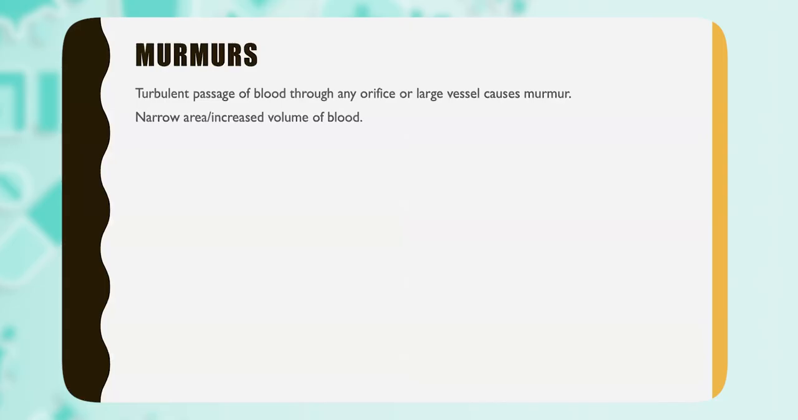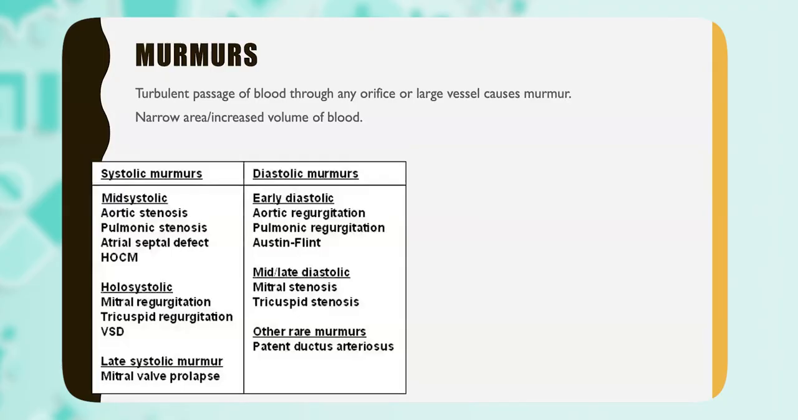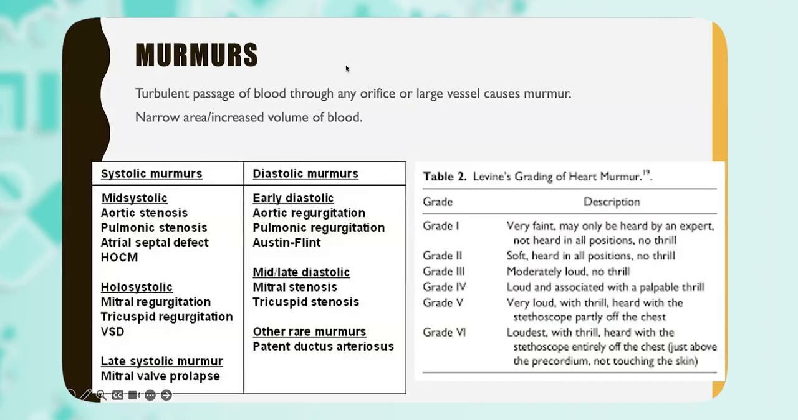Murmurs are caused by turbulent passage of blood through any orifice or narrow area of a large vessel, due to increased volume of blood. These are systolic or diastolic murmurs. Can anybody say what is an Austin Flint murmur?